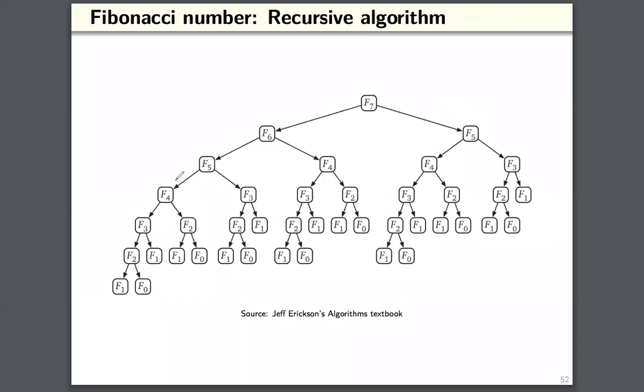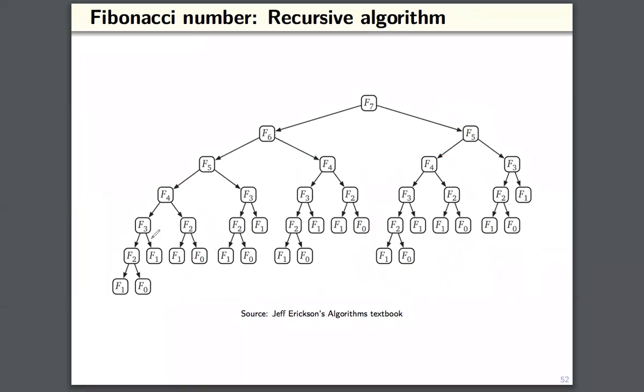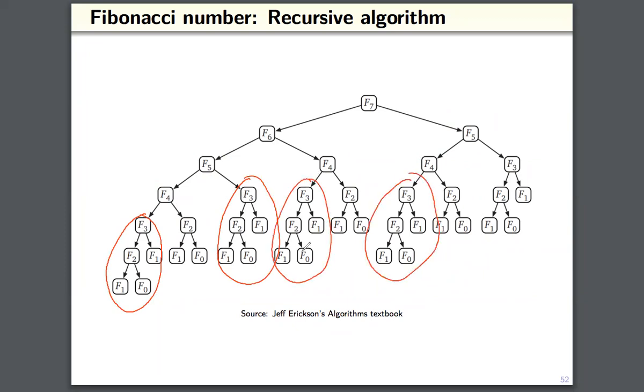Now think about f of 4. How many times does an f of 4 tree exist here? 3. Okay, what about f of 3? Let's see f of 3. 1, 2, 3, 4, 5. Do you see the pattern here? What pattern do you see?